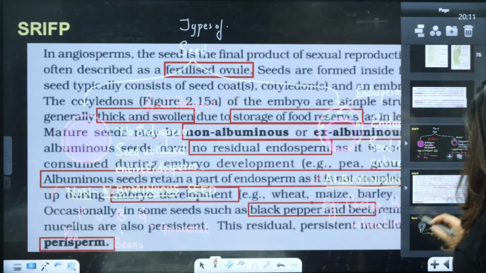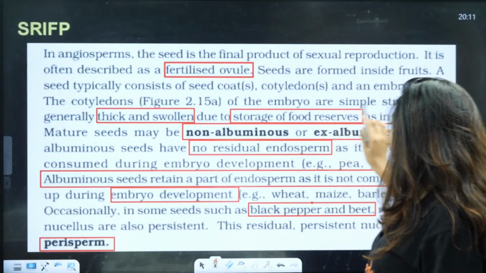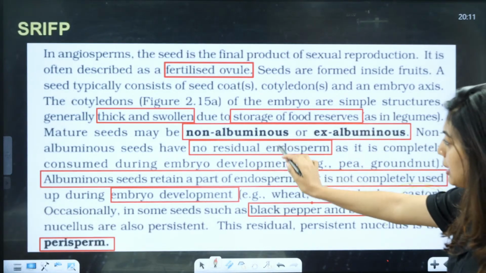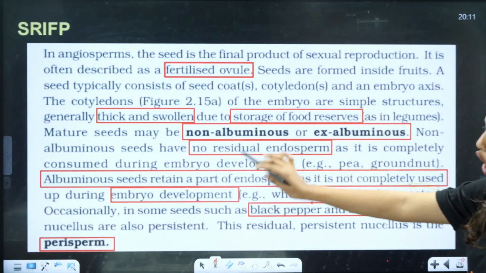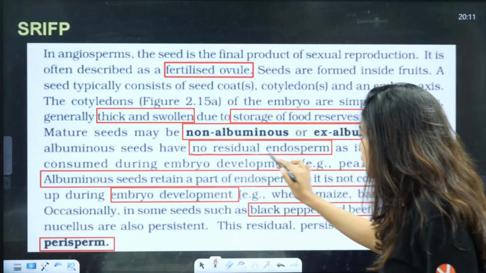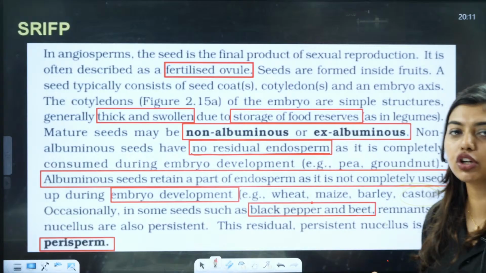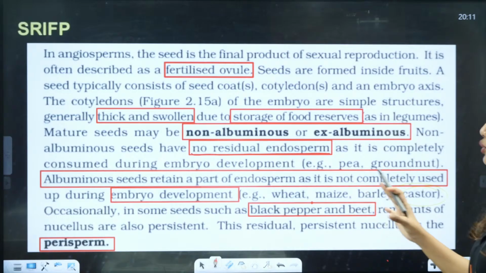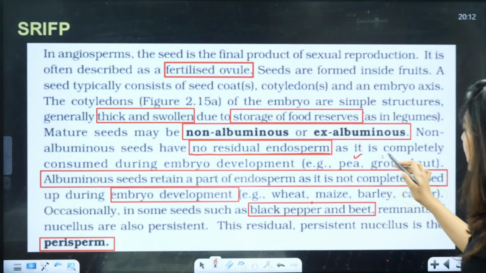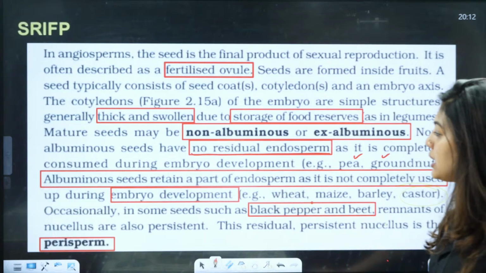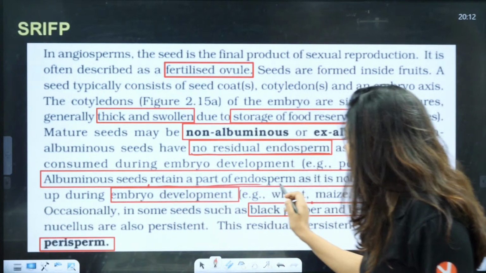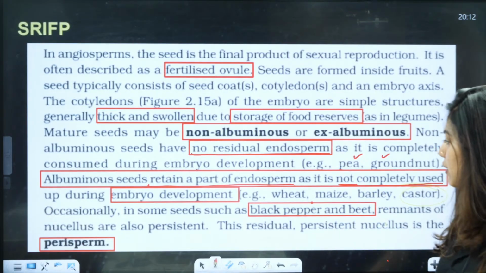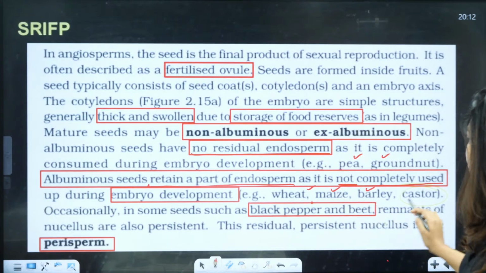So here they have given, see, the embryo are simple structures, generally thick and swollen due to the storage of food reserves. Mature seeds may be non-albuminous or exalbuminous. Non-albuminous seeds have no residual endosperm. Whatever endosperm we gave, they use it fully. No residual endosperm, and it is completely consumed during embryo development. Examples: pea, groundnut. Albuminous seeds retain a part of the endosperm as it is not completely used during embryo development. Examples: wheat, maize, barley, castor.